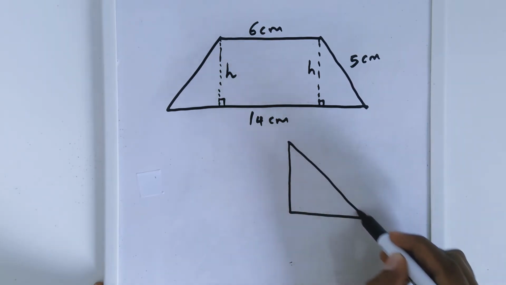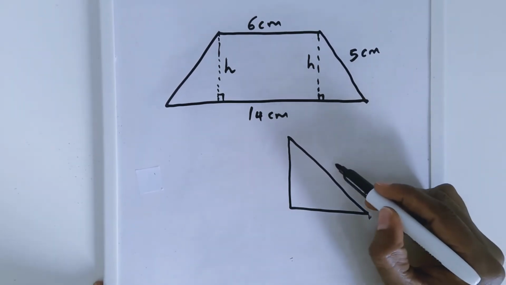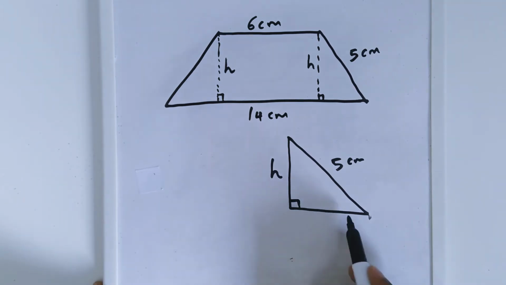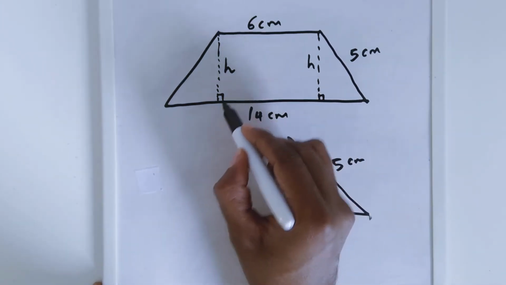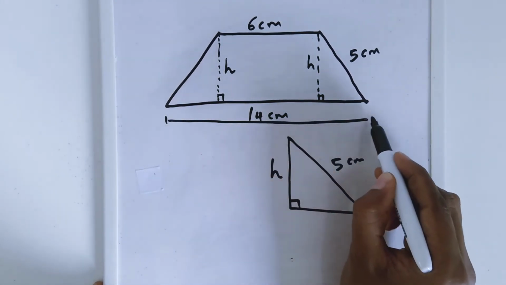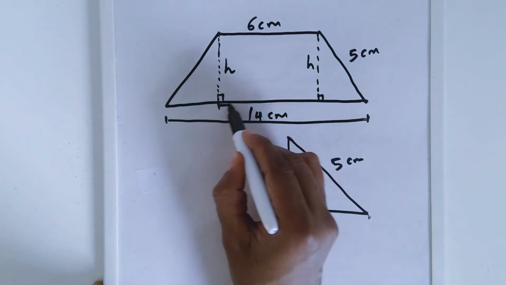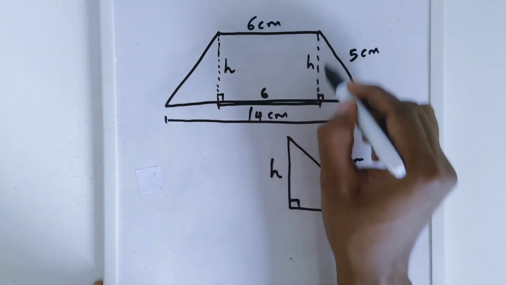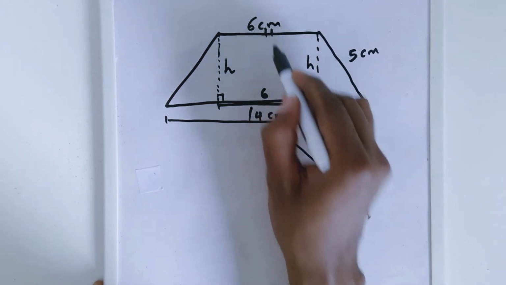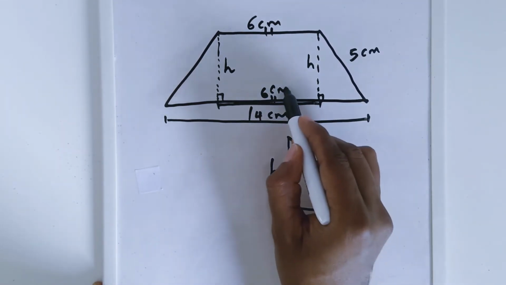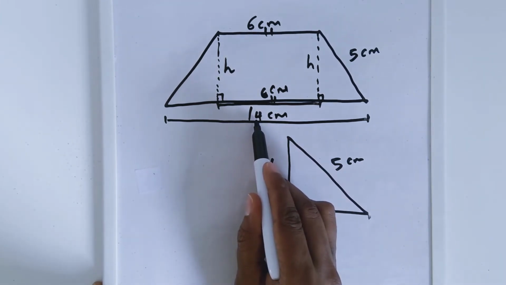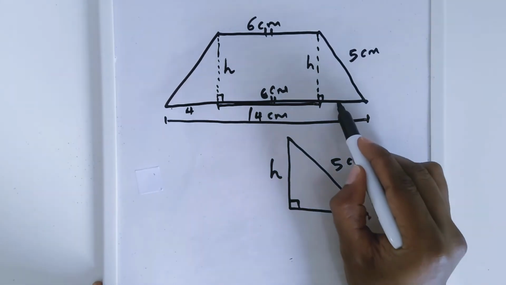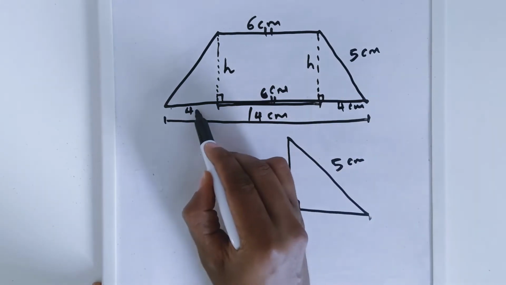This is a right angle triangle where the hypotenuse is 5 centimeter. The height is not given. But what about this base? In order to find this base, from that end to this end is 14, but from here to there is 6, because opposite sides, this is basically a rectangle. So opposite sides of a rectangle are always equal, so that is 6 centimeter. 14 minus 6 is 8, so that 8 is divided into 2 such that the base of this right angle triangle is 4 and the base of that one is 4 centimeter.